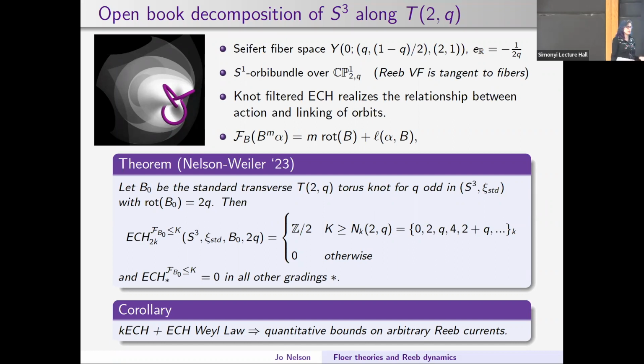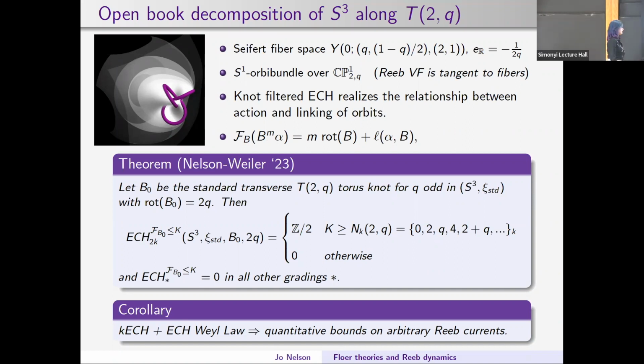It doesn't have to be a binding of the open book, but it's going to be really hard to compute the knot filtration if you don't have a presentation of your contact manifold as an open book. And there's this M times the rotation number of B, and this rotation number comes from the monodromy when you compute the Conley-Zehnder index with respect to a preferred trivialization. And then there's a linking number between the Reeb current alpha and the binding B. And in order to compute that linking number, it's helpful to know what the presentation is as an open book.